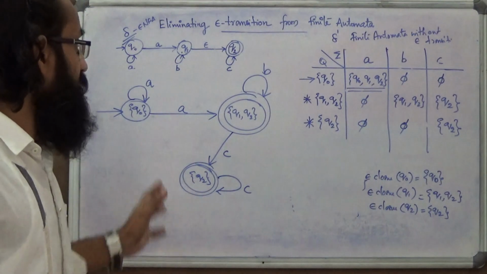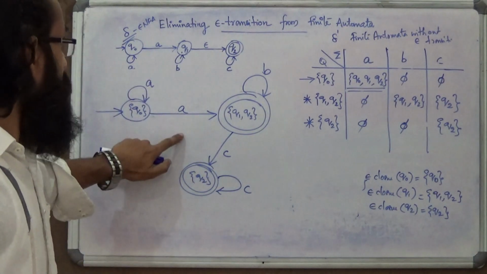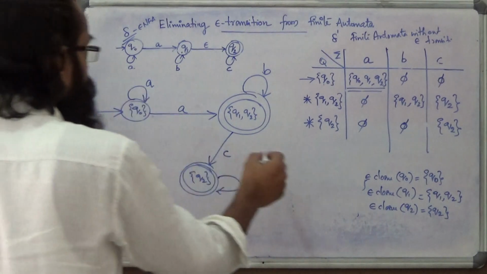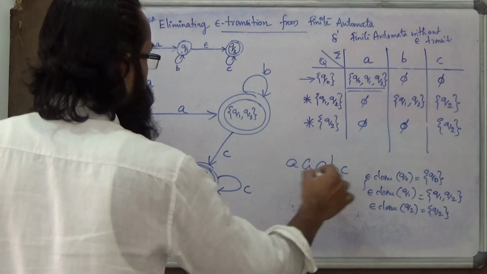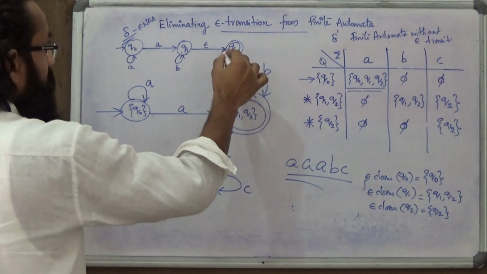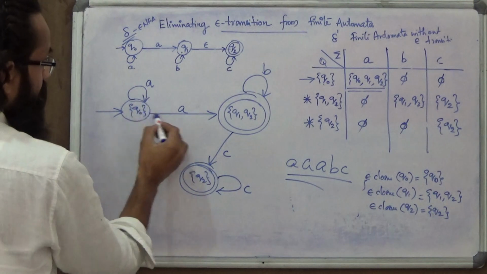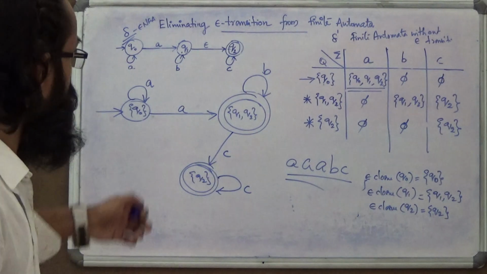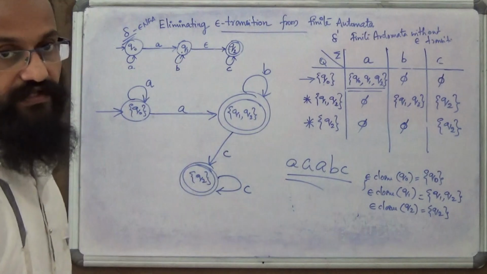But this finite automata does not contain any epsilon transition, and you can verify whether this model accepts everything accepted by the epsilon NFA. So let us consider the string a, b, c. A, b, epsilon transition followed by c. See, this accepts a, b, c. So this accepts the string a, b, c, which is accepted by the epsilon NFA.